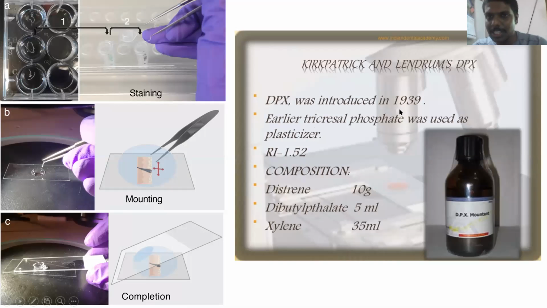DPX was introduced in 1936. Earlier, tricresyl phosphate was used as a plasticizer. The refractive index of DPX is 1.52 and the composition of DPX is dextrin 10 grams, dibutyl phthalate 5 ml and xylene 30 ml. So this is the composition of DPX. D is dextrin, P is phthalate, X is xylene. Dextrin phthalate xylene is the complete name of this particular DPX.